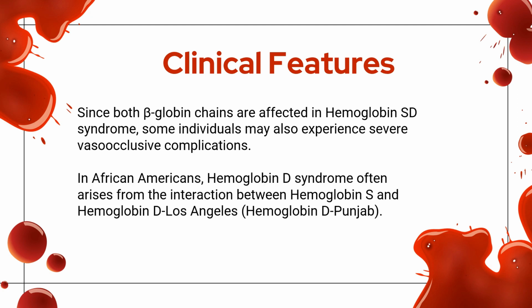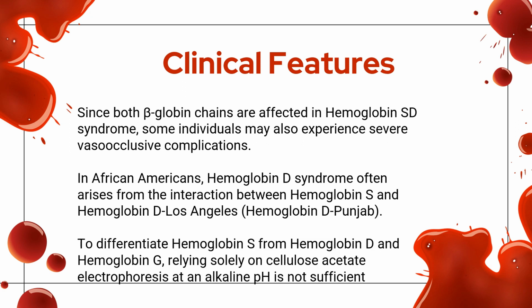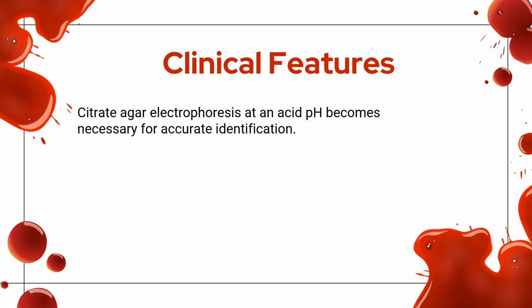In African Americans, hemoglobin D syndrome often arises from the interaction between hemoglobin S and hemoglobin D Los Angeles, hemoglobin D Punjab. To differentiate hemoglobin S from hemoglobin D and hemoglobin G, relying solely on cellulose acetate electrophoresis at an alkaline pH is not sufficient. These hemoglobins comigrate, making it challenging to distinguish between them. Therefore, citrate agar electrophoresis at an acid pH becomes necessary for accurate identification. This method allows us to discern the unique characteristics and migration patterns of each hemoglobin variant.